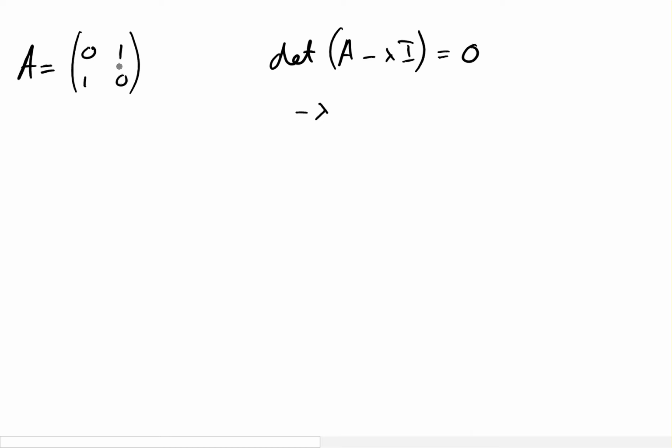And then 1 minus 0, so that's going to be 1. It's going to be 1 minus 0, so that's going to be 1. This is going to be 0 minus lambda here as well. Okay, and set that equal to 0.